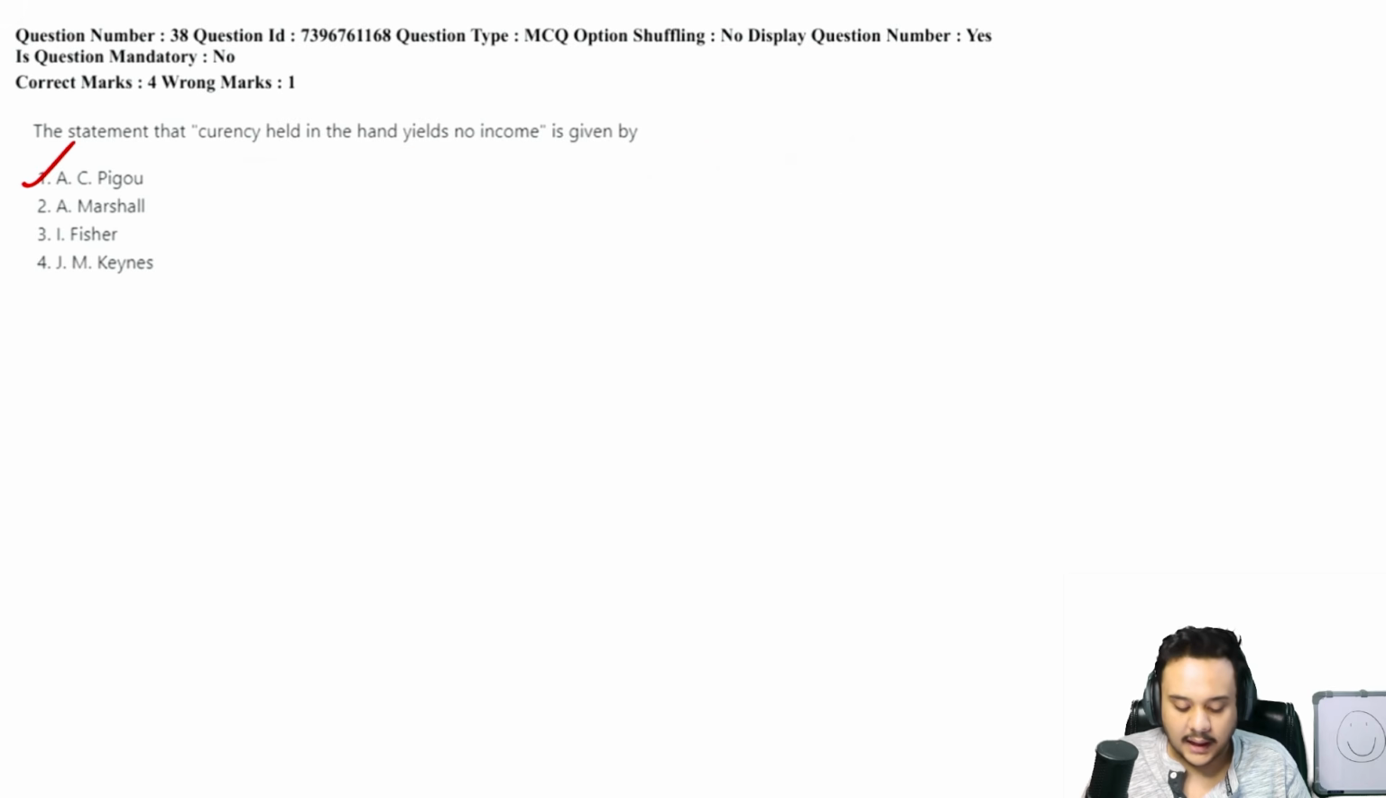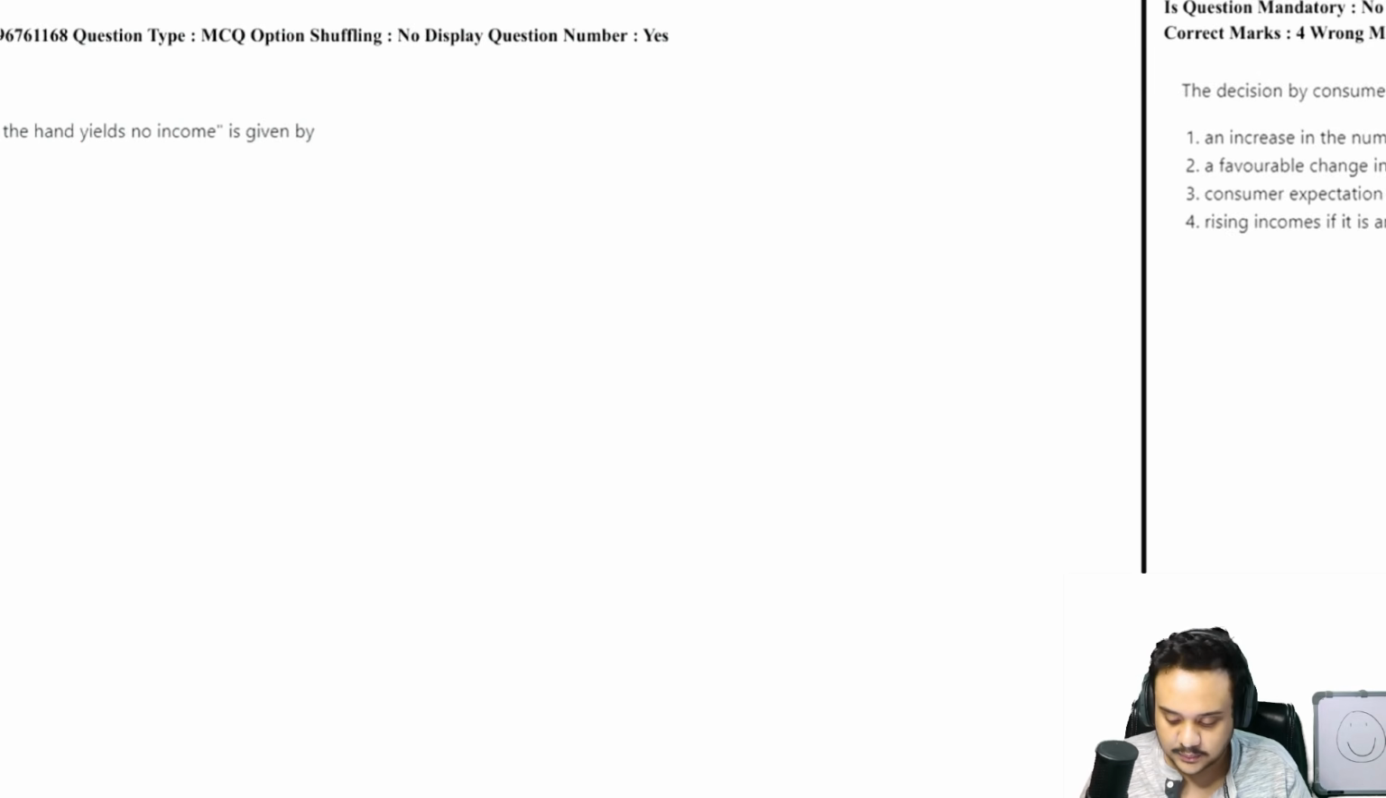Okay. And essentially before him the economists used to say that you should not hold cash because of its opportunity cost. So that is how you could have eliminated Keynes, and that is how you could have reached the answer, which was AC Pigou. Let us move on.